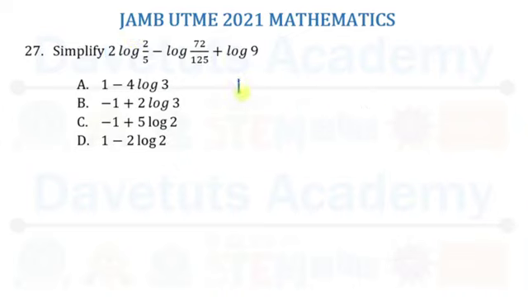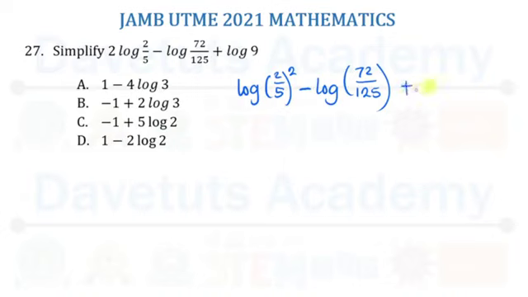Okay, so in that case it will be log (2/5)^2 minus log of 72/125, plus log of 9. So if this is the case, (2/5)^2 will be 4/25: the power goes up and the power goes down. So once I have that, I can go ahead and use a singular logarithm, and the first term is 4/25.